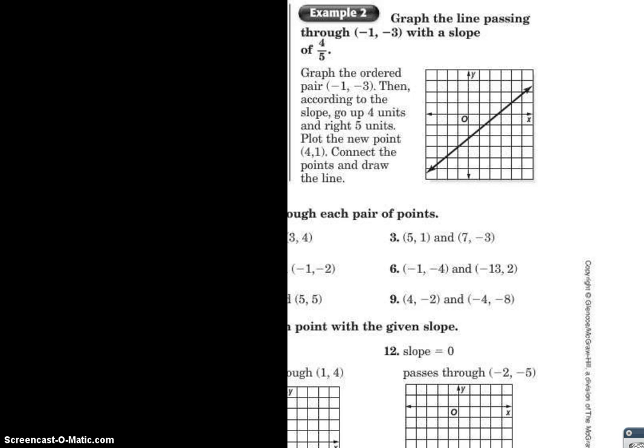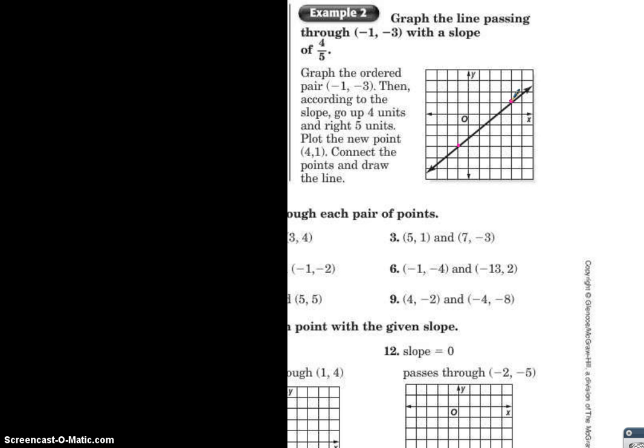So here's my graph. I'm going to go to the left 1 and I'm going to go down 3, and that's where I get my point. That's (-1, -3). Now a lot of you have issues trying to use the slope in order to graph an equation, so this is what you're going to practice on. It says then according to the slope we're going to go up 4 units and to the right 5 units. We're going up and to the right because 4 and 5 are both positive. So here when I count up 4 units from (-1, -3), and I go to the right 5 units, I end up with a point at (4, 1).